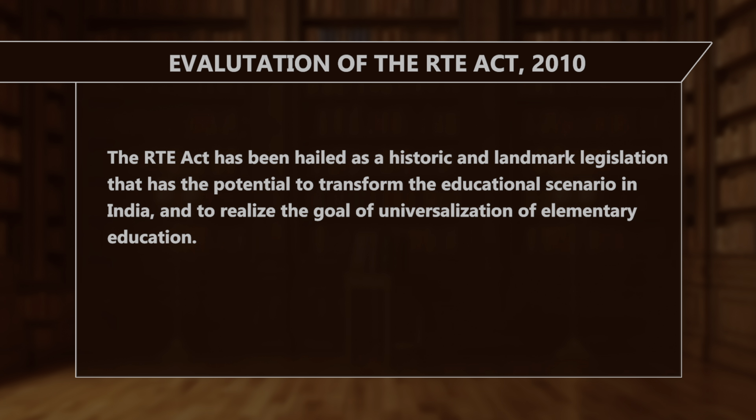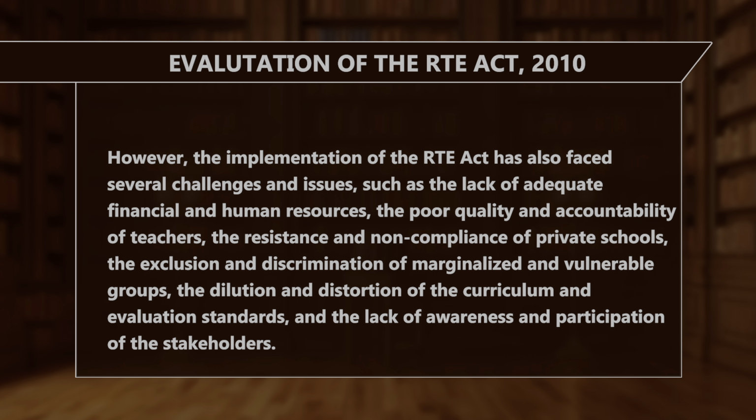The RTE Act has been hailed as a historic and landmark legislation that has the potential to transform the educational scenario in India and to realize the goal of universalization of elementary education. However, the implementation of the RTE Act has also faced several challenges and issues, such as the lack of adequate financial and human resources, the poor quality and accountability of the teachers, the resistance and non-compliance of private schools, the exclusion and discrimination of marginalized and vulnerable groups, the dilution and distortion of curriculum and evaluation standard, and the lack of awareness and participation of the stakeholders.